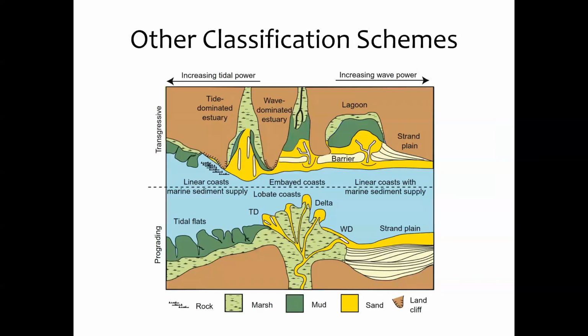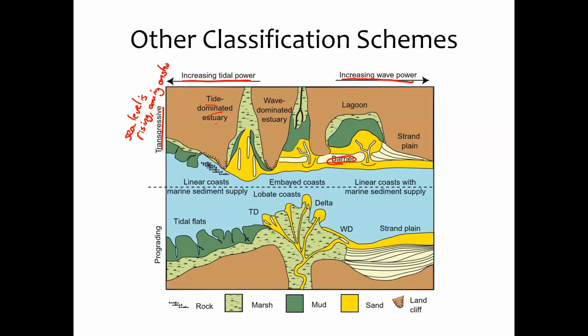As I mentioned, there are a host of other classification schemes, and so here is sort of a summary of a couple of those, where left and right, as you see here, is tidal versus wave power, and how that shapes the coastline. So you have more barrier beaches and barrier islands where you have more waves, and where you have more tides, you might have tide-dominated estuaries. At least those are the cases for transgressive beaches, and this means that the sea level is rising, at least relative to shore. It's coming on shore.